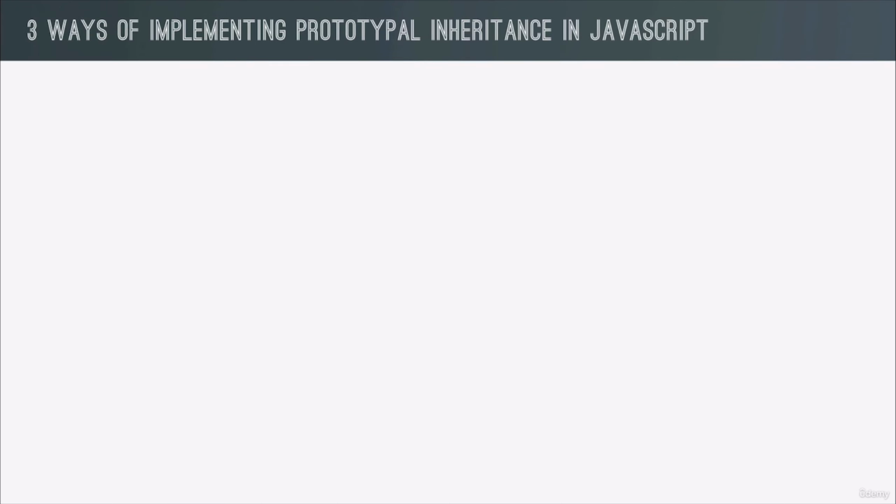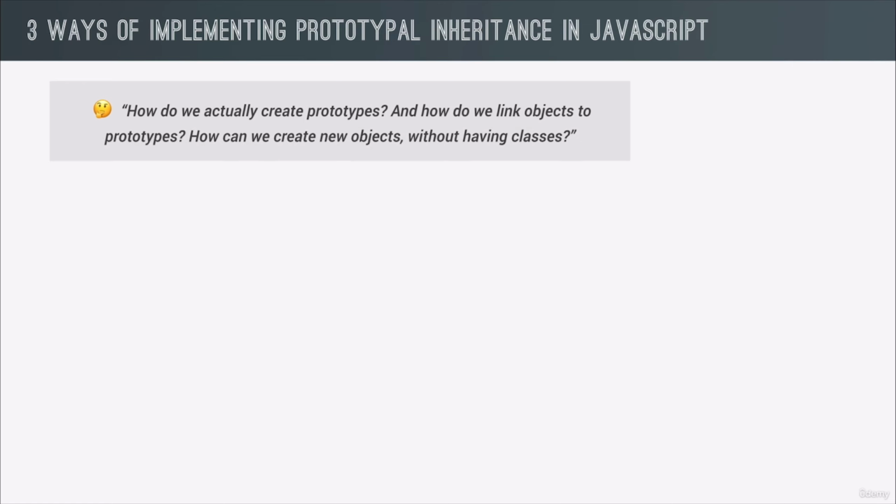Now, right now, you might have a ton of questions in your head. Like, how do we actually create prototypes? And how do we link objects to prototypes? And how can we create new objects without having classes from which we can instantiate objects? So, in summary, the question is, how do we implement object-oriented programming in JavaScript in practice?